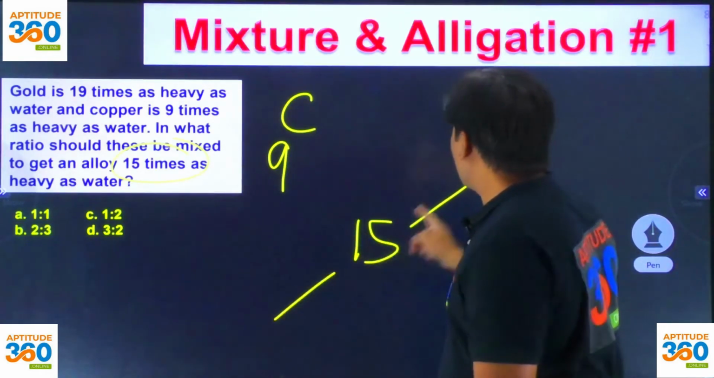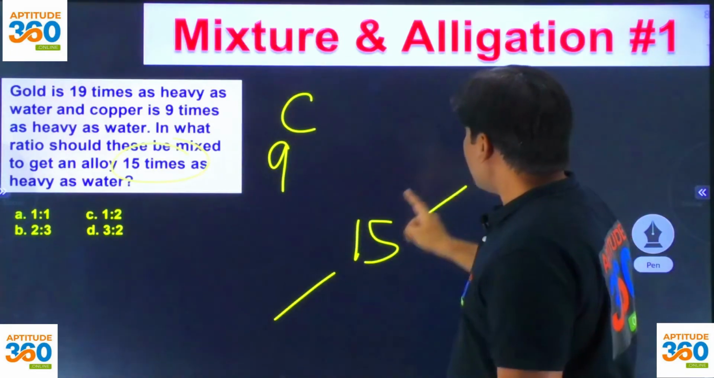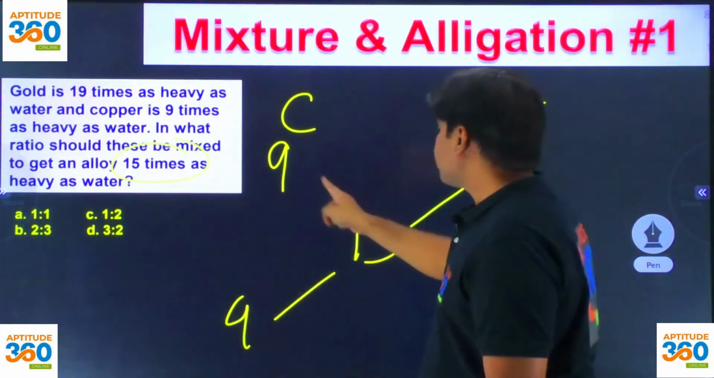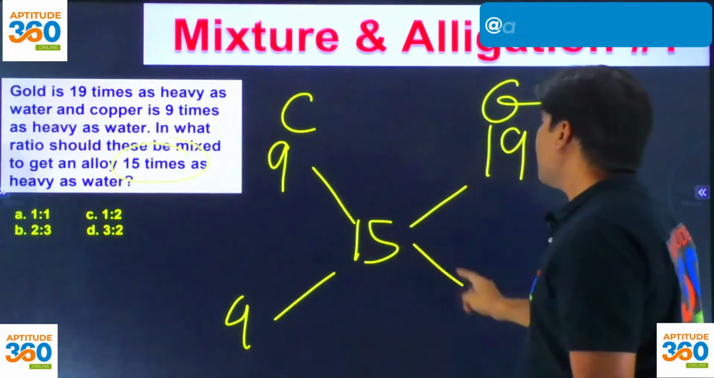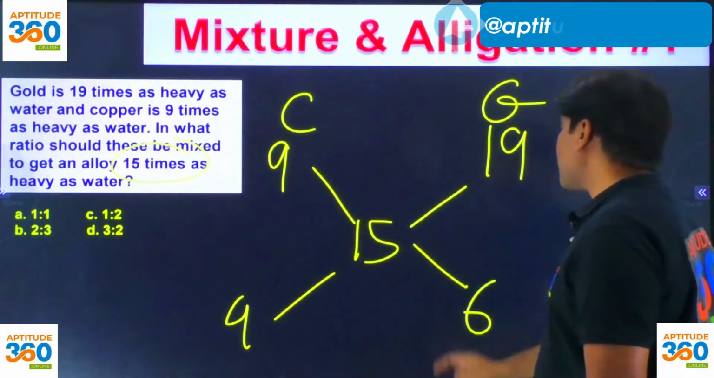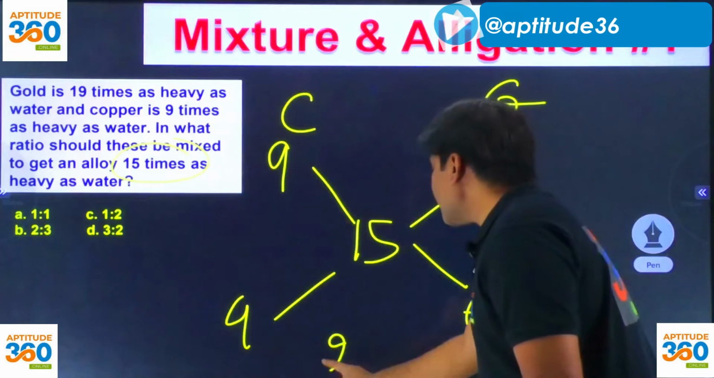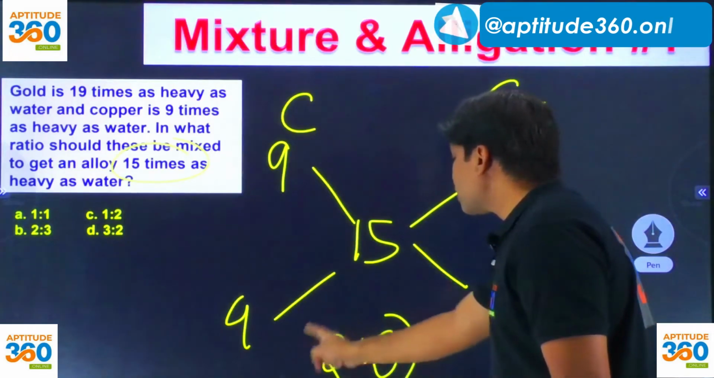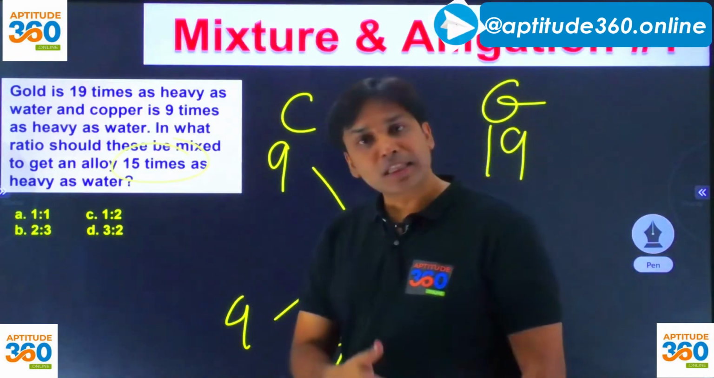What did I say? 19 minus 15, it is going to be 4. And then 15 minus 9, it comes out as 6. And if you simplify this, it is going to be nothing but 2 is to 3. Did you understand this? 4 is to 6 is nothing but 2 is to 3.